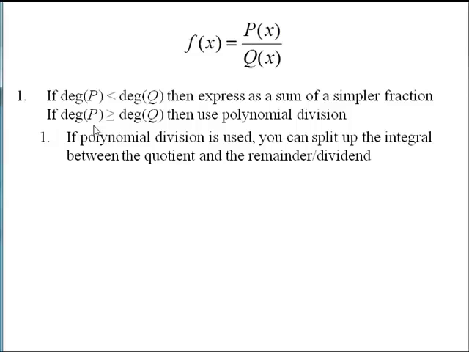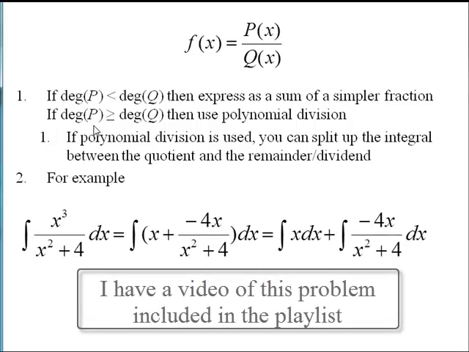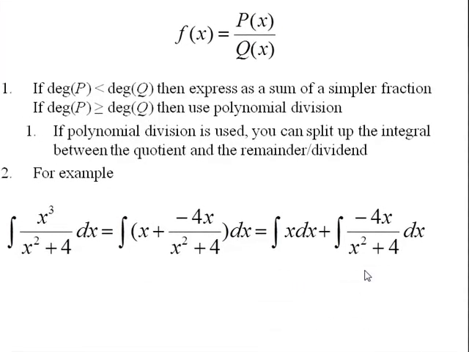If you use polynomial division, you can split up the integral as follows. So if you did x cubed divided by x squared plus 4 and rewrote it using the remainder theorem, you'd get two separate integrals. First one's basic, second one use substitution. I have an example for that you can check out.